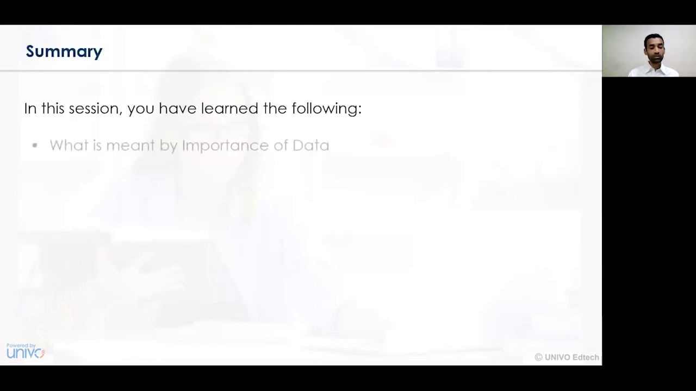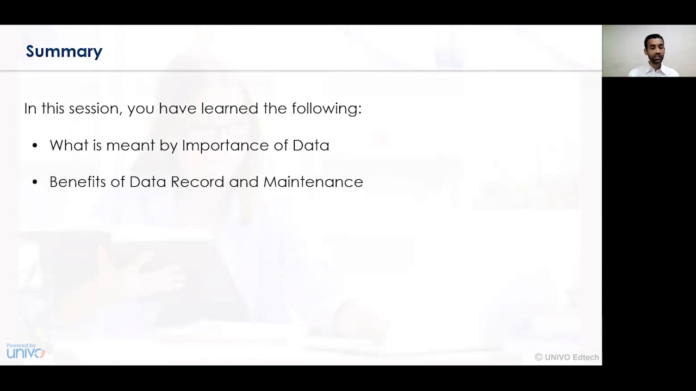Now let's summarize what we have learned in this session. In this session, we have understood the importance of data, the various benefits of data records and data maintenance, the various insights of data analysis, and how data analysis can be undertaken in the business organization in the short run as well as in the long run.